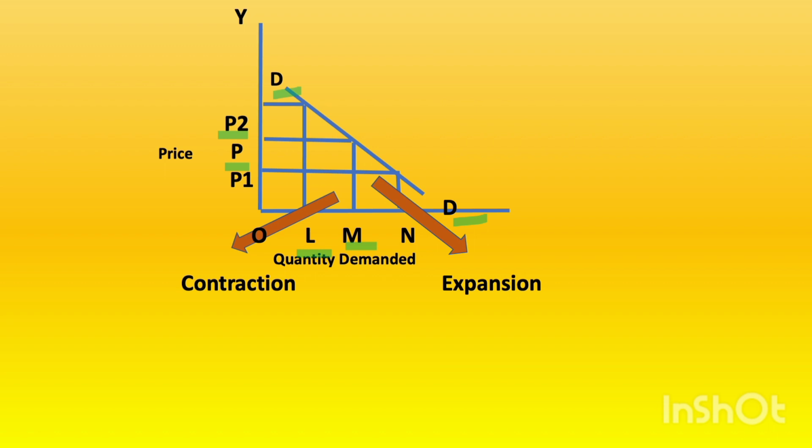We have already discussed that if price increases, demand will decrease. Here the price is increasing from P to P2, and at that time the demand is decreasing from M to L. This decrease in demand, you call a contraction in demand.